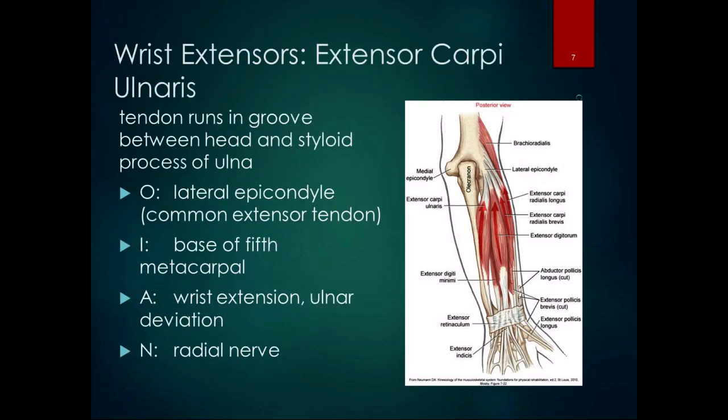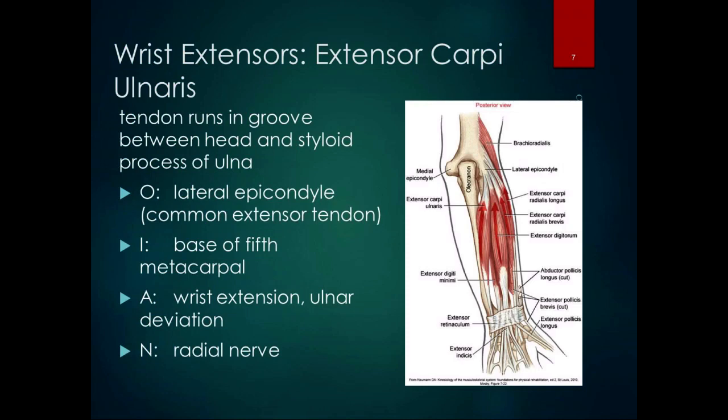The extensor carpi ulnaris. What's that telling us? It extends the wrist on the ulnar side, so it ulnar deviates. And there's not a longus or brevis, so there's only one of them. So tons of information in the name of these muscles.